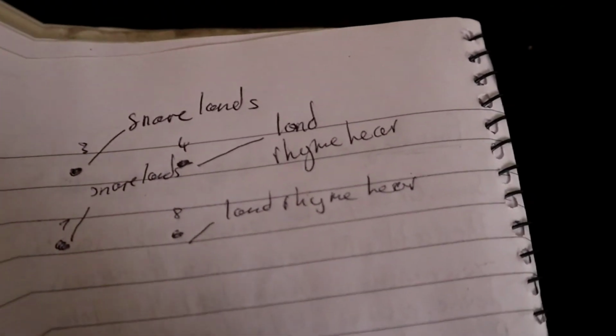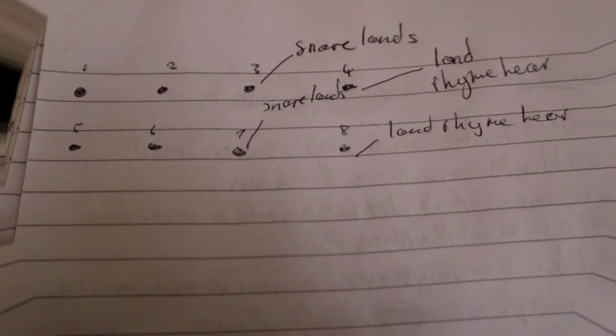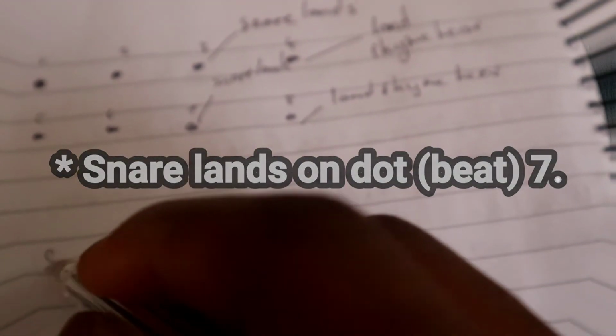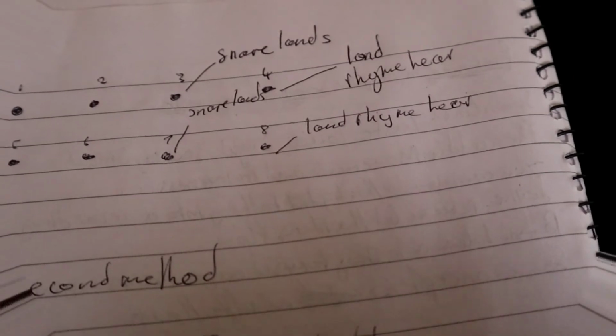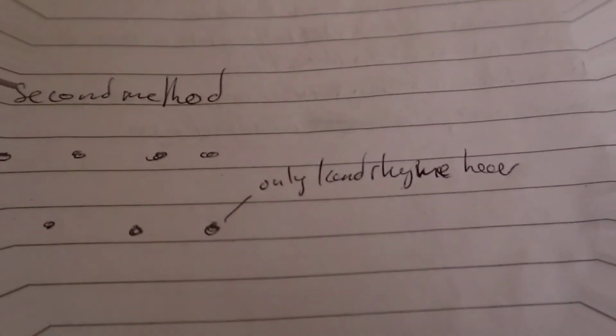So you've got dot 1, 2, 3, 4, 5, 6, 7, 8, and the snare lands on dot 3 and dot 6, and you're landing your rhyme on dot 8 or even dot 7 if you want. And if that way works better for you, then try that. But those are just 2 ways that I like to structure my bars and drill beats.